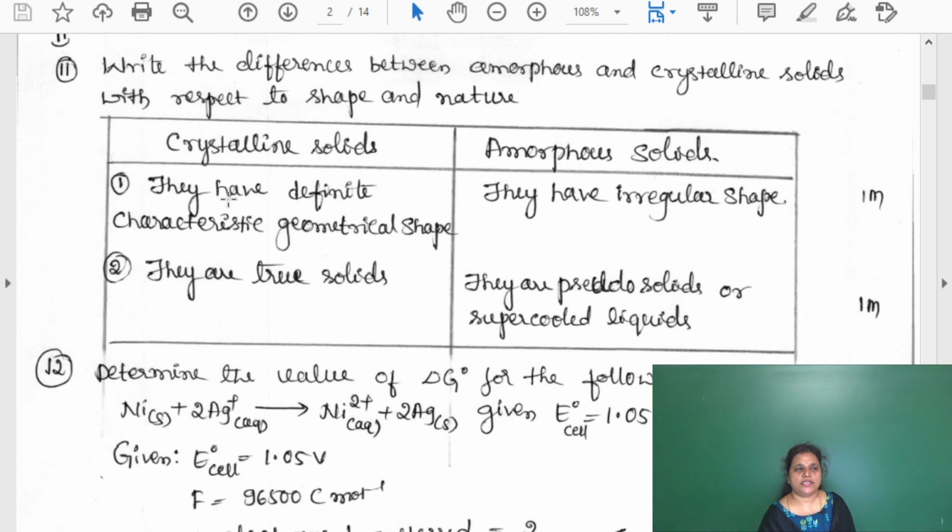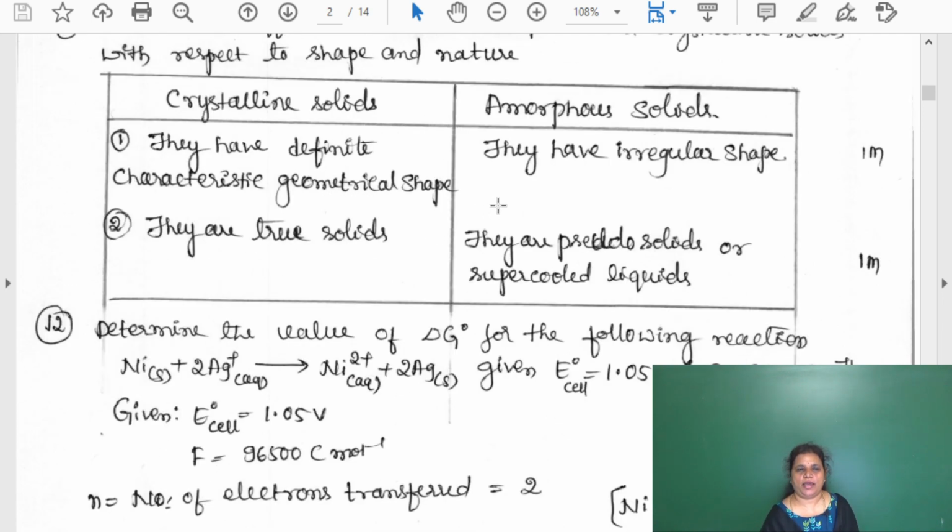Okay. So crystalline solids have definite characteristic geometrical shape, whereas amorphous solids have irregular shape. And crystalline solids are true solids, whereas amorphous solids are pseudo solids, or supercooled liquids also, you can say. This is about the shape and this is about the nature. Only these two differences you need to write, because it is with respect to shape and nature.